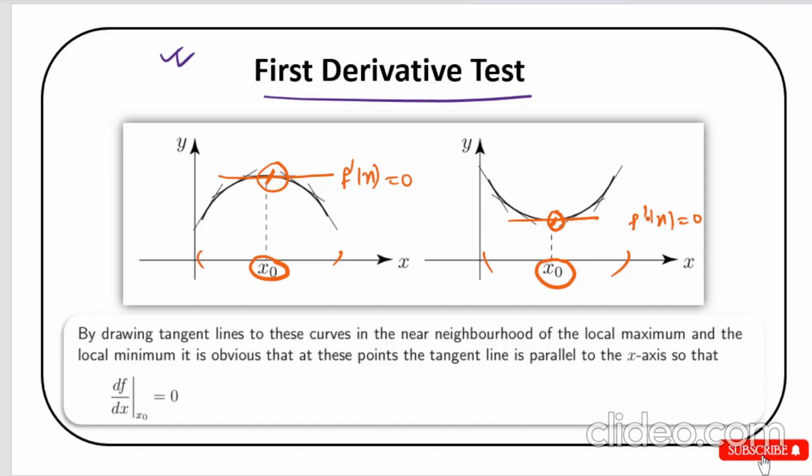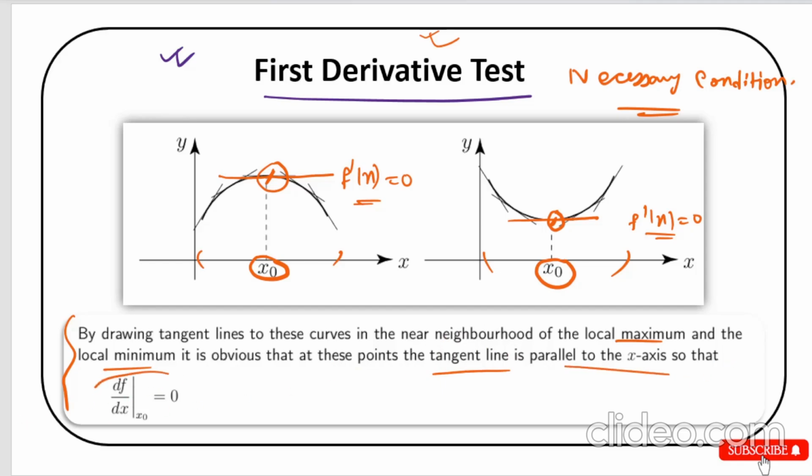And this again happens corresponding to the point where the slope is 0. So this slope equals 0 gives you the first derivative condition, what we call the necessary condition for finding the optimum value, or the extremum value. So here I have written that by drawing tangent lines to the curves in the near neighborhood of the local maximum and the local minimum, it is obvious that at this point the tangents are parallel to the x-axis, so this is satisfied. So dy/dx is again f prime of x. This is the same thing.